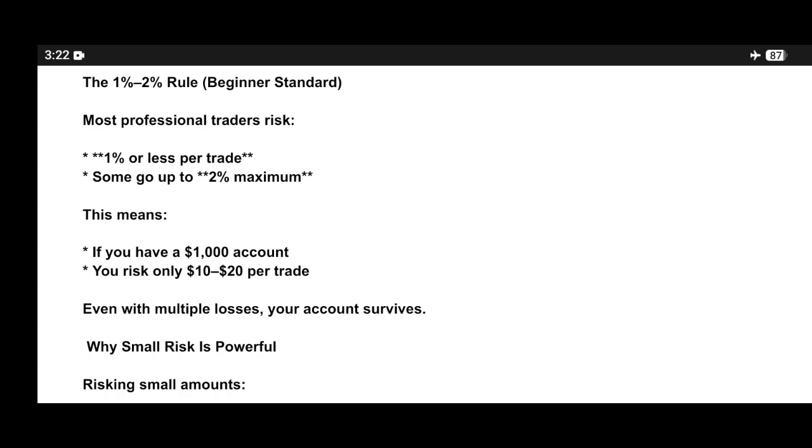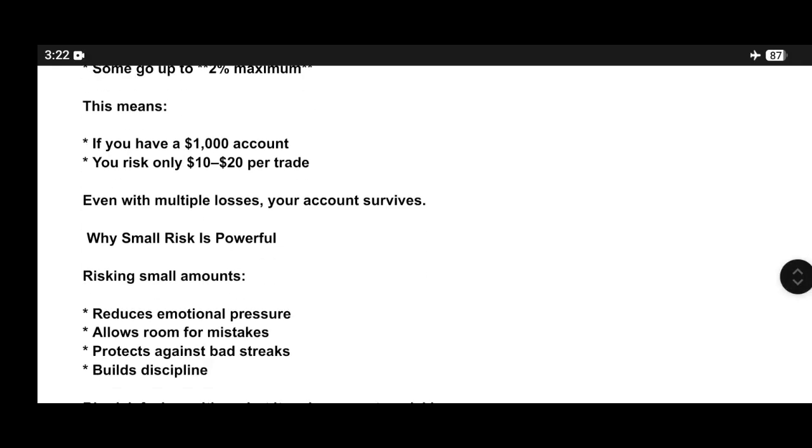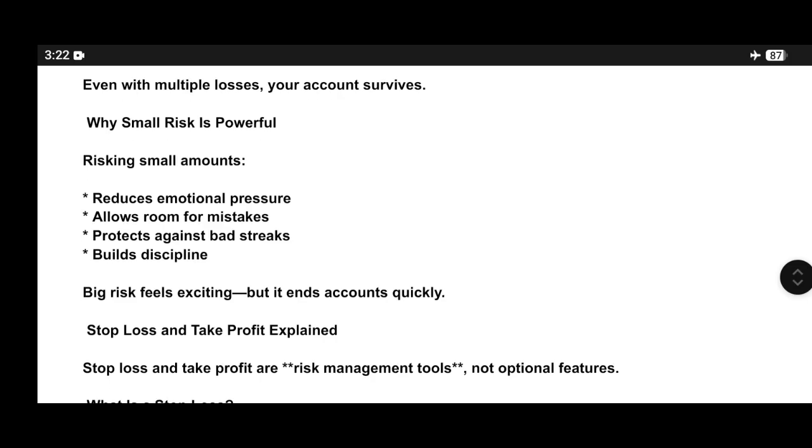Even with multiple losses, your account survives. Why? Small risk is powerful. Risking small amounts reduces emotional stress, allows room for mistakes, protects against bad streaks, and builds discipline. Are you getting me? Big risk feels exciting, but it ends accounts quickly.